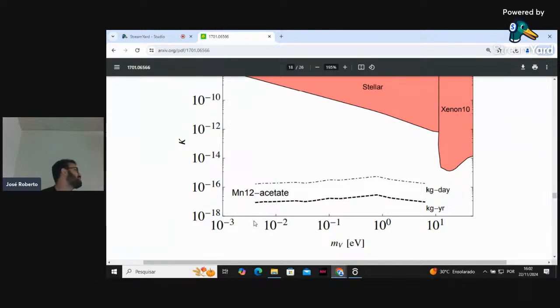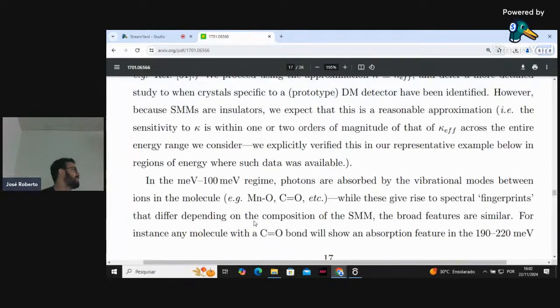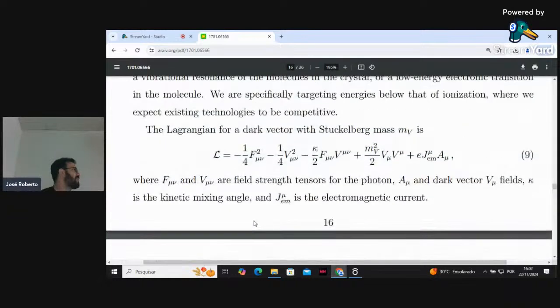Anyhow, it seems to be a nice paper, but it's quite similar to a dark photon model. It's the same Lagrangian here. It's a dark photon model. They have a Stueckelberg mass, and then the interaction with the standard model here.